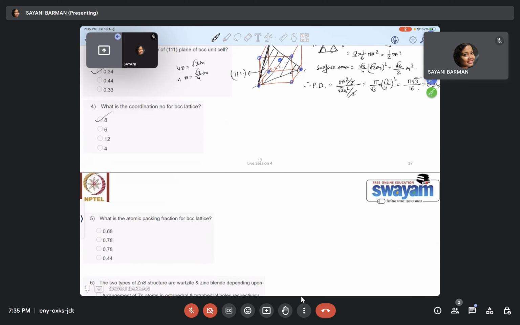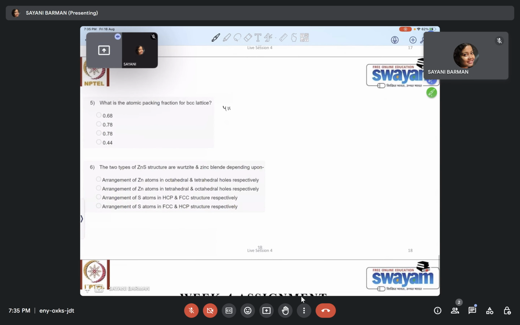Now for the BCC unit cell, you already know that 4r equals root 3 a0, or r equals root 3 by 4 a0. Now, how many atoms are there in the unit cell? At 8 corners, the contribution is 8 into 1 by 8, plus 1 at the center, equals 2. This is the Z value, the atoms per unit cell.